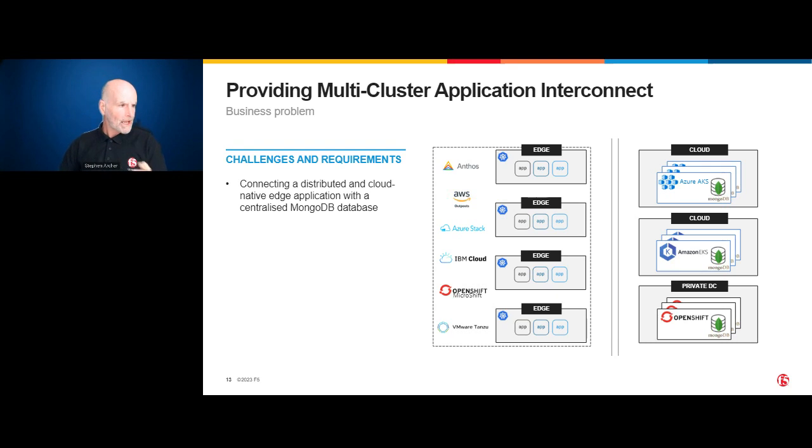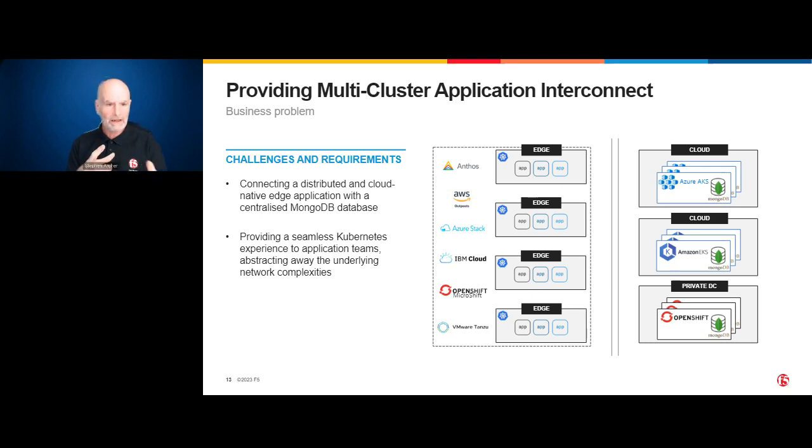And the solution also needed to provide a seamless Kubernetes experience to the application teams and abstract away the underlying network complexities. So you can see the two lines here, and that kind of illustrates the point that when you deploy an edge solution, and I've given some examples on the left there, so there are many of them to choose from. But when you deploy them, they don't natively include the connectivity back to cloud environments.